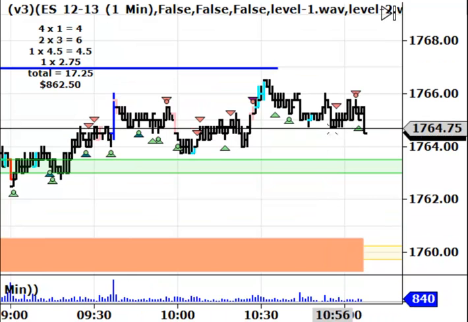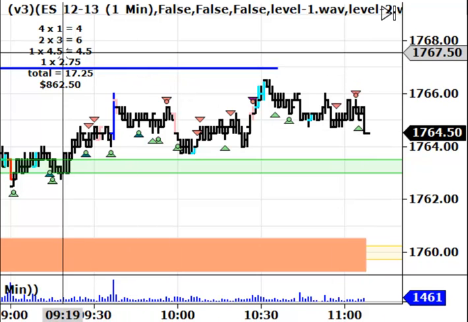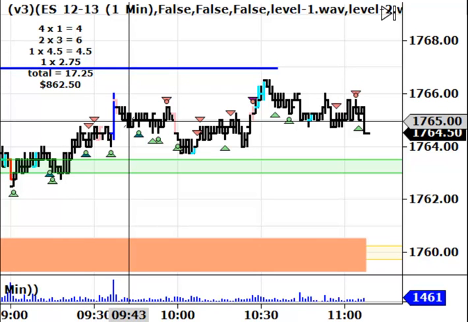Okay, we did get stopped on that. You can see right there. So the summary that I have placed over in the top left corner there, you can see that it started with 8 contracts. So we ended up with a total of 17 1/4 points, which is a net profit of $862.50.